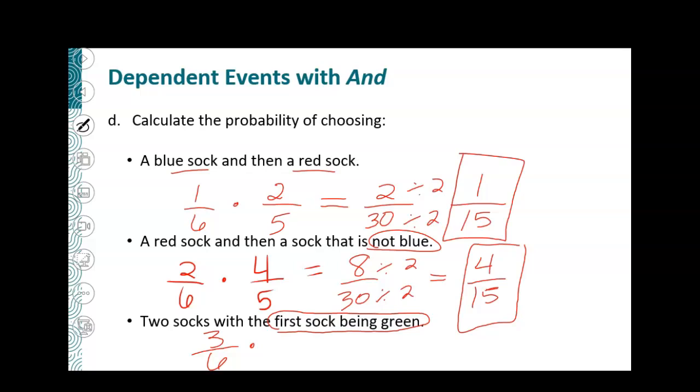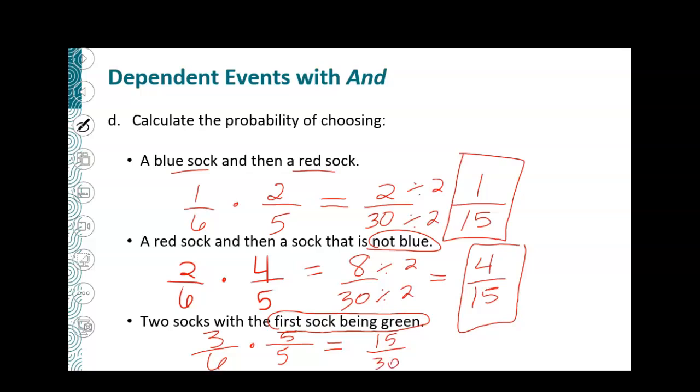Do I care what the second event is? No, not for this one. They just said 2 socks, but the first one has to be green. So then, how many are in the drawer if you already picked the green one? 5. And out of those 5, do they care what color I pick? No. So I can choose 5 out of 5, any of the 5 out of the total 5. Go across, 3 times 5, 15 over 30.